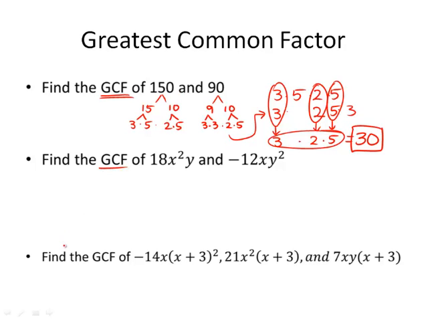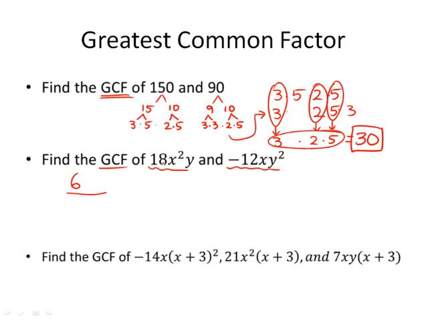Let's continue. Here we're asked to find the greatest common factor of 18x squared y and negative 12xy squared. We have already found the greatest common factor of 18 and 12, and we found that to be 6. Now we want to find the variable common factors. So here we've got x squared y and xy squared. So we want this greatest common factor to be able to divide both the first and the second.